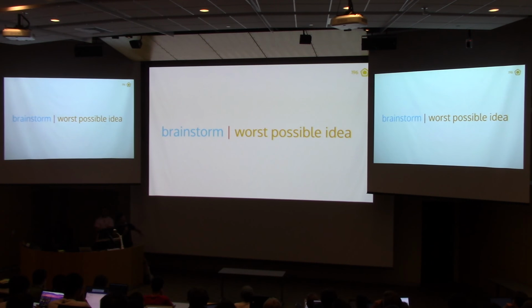Now, the second process, or the second way of doing this, or ideating, is coming up with the worst possible idea. Now, why would you want to come up with bad ideas? It's really simple. Just as brainstorming helps you figure out what you want your solution to look like, coming up with the worst possible ideas helps you figure out what you don't want your solution to look like, or what you don't want your product, or what you don't want your idea to look like.